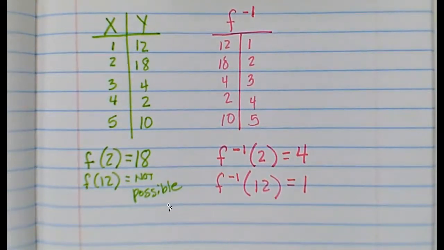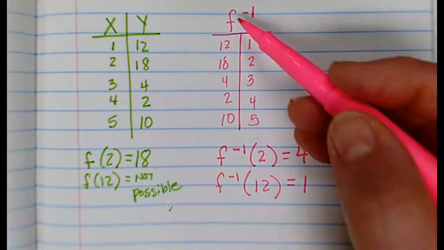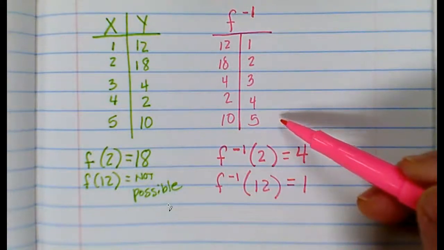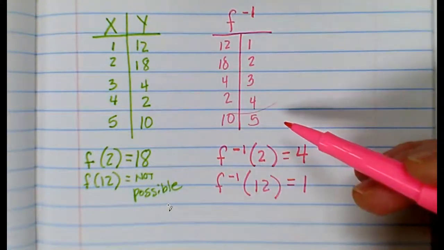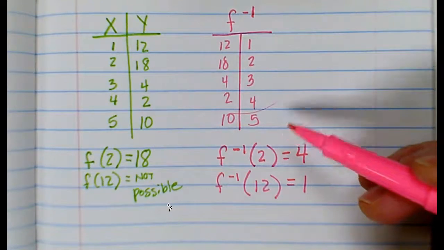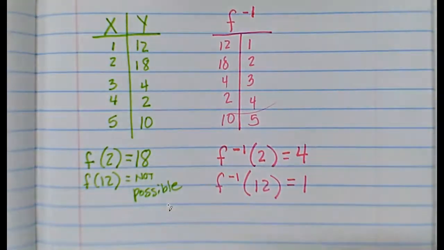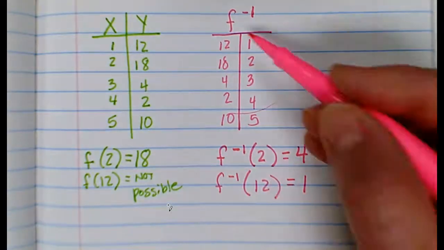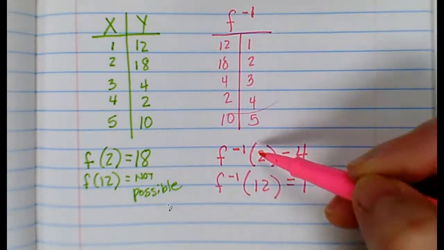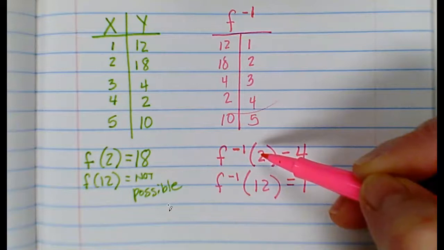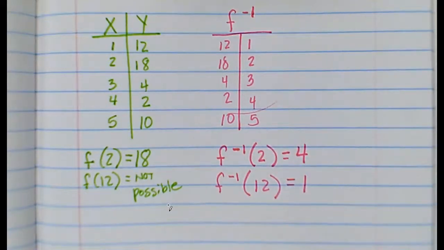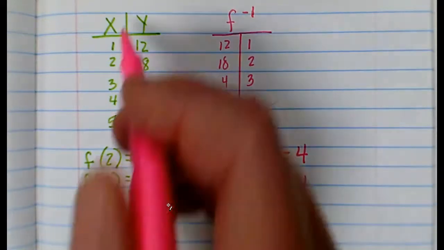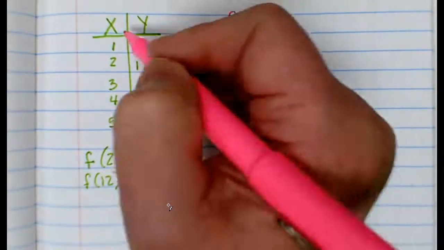Now, a lot of times, people are too lazy. You don't want to write out this whole table. It's pretty easy to do. You just switch the x and the y's. But if you didn't want to take time to actually figure out the table, you can still find the inverse just looking at this table.